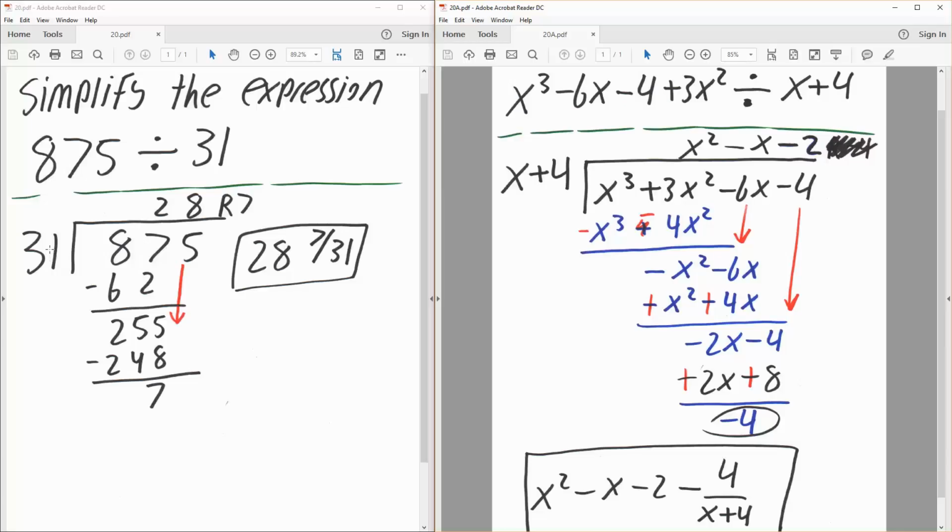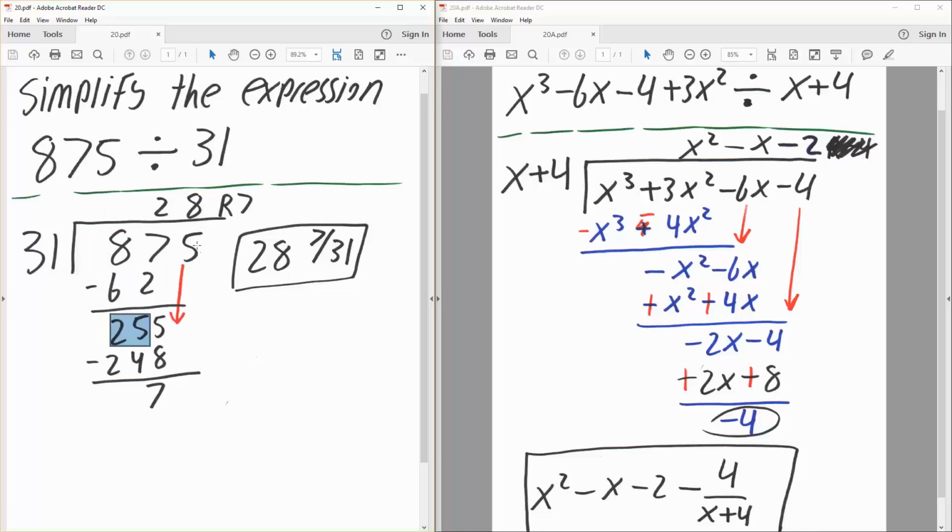So in order to solve this problem, we first need to think, how many times does 31 go into 8? And the answer is 0. You can't put 31 into 8. But next we ask, how many times does 31 go into 87? And the answer is 2, because 31 times 2 would be 62. And then we put a negative in the front. And so we would get 87 minus 62, which would be 25.